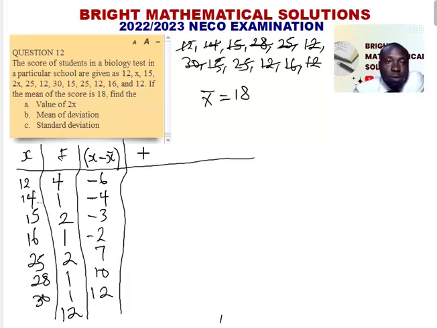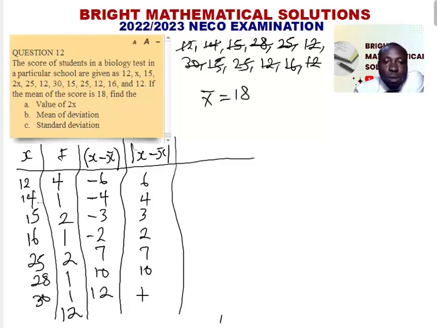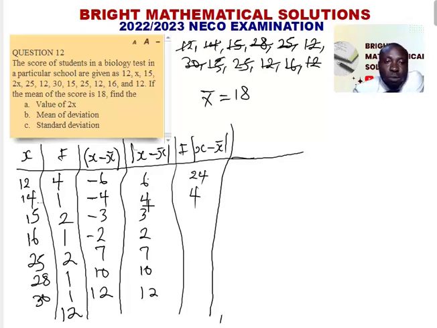So for the mean deviation, we need the absolute value of this. So that gives us the absolute values 6, 4, 3, 2, 7, 10, and 12. So f times the absolute value of x minus x bar: 4 multiplied by 6, that's 24, 1 multiplied by 4, that's 4, 2 multiplied by 3, 6, 1 multiplied by 2, 2, 2 multiplied by 7, 14, 1 multiplied by 10, 10, and 1 multiplied by 12, 12. So we need to add everything together. When I add them together, I got 72.